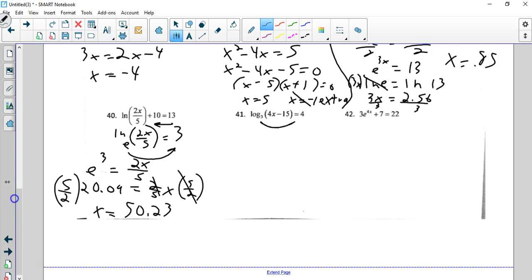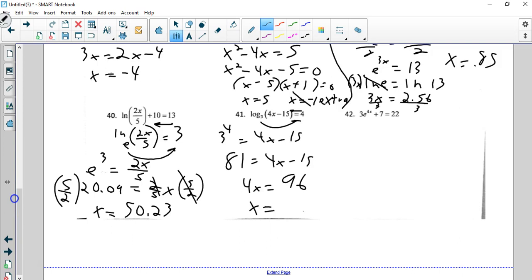Okay, one log, we squish and flick. So that's 3 to the 4 equals 4x minus 15. 3 to the 4 is 81. We add 15. 4x equals 96. Divide by 4. x is 24.